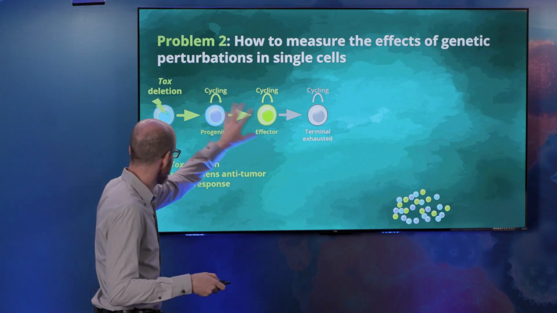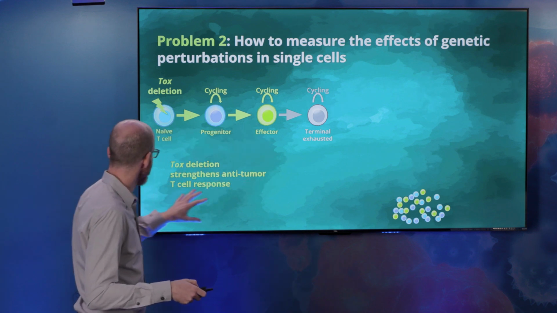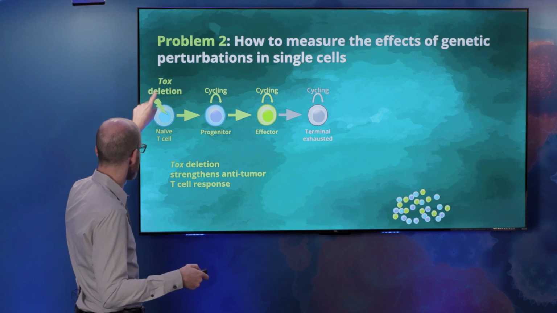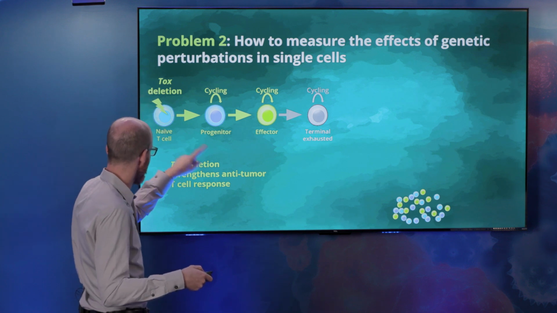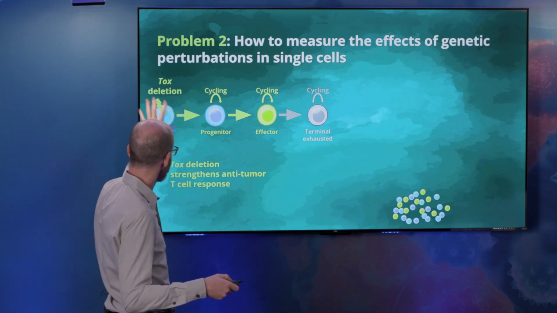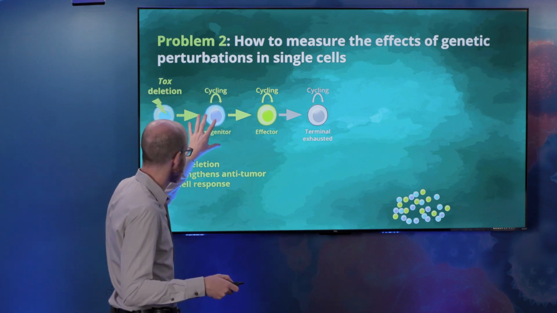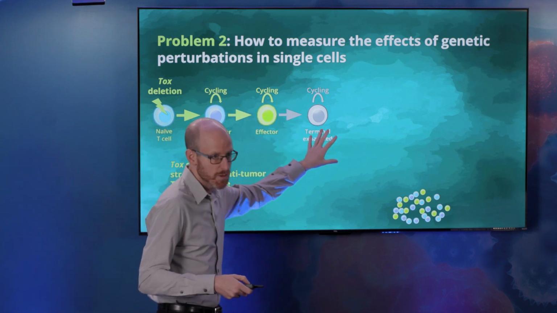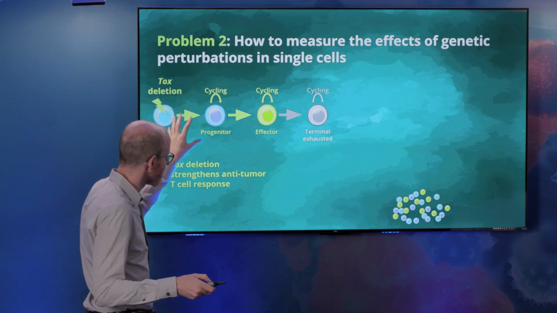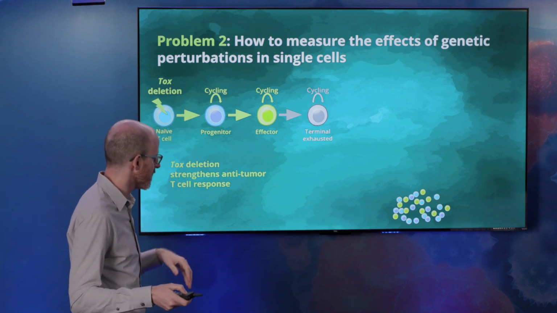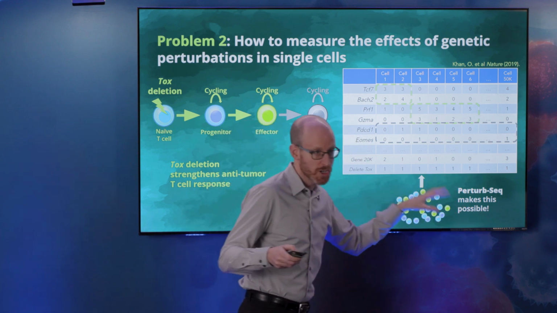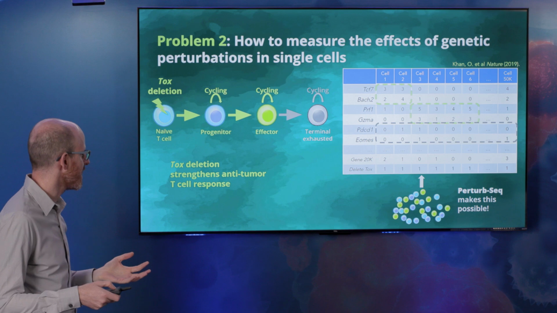So here's the T cell differentiation pathway we've seen before. In this example, we're just going to change one gene, this gene called TOX, and we're going to delete it from the T cell. In general, TOX deletion strengthens the anti-tumor T cell response. Deleting this TOX gene favors the progenitor T cell states and the effector T cell states over the terminal exhausted T cell state. So we're going to introduce this perturbation into the T cells, let the cancers grow in the context of a tumor, isolate the T cells, and then do this technology called Perturb-seq. We're going to define Perturb-seq in the later slides.